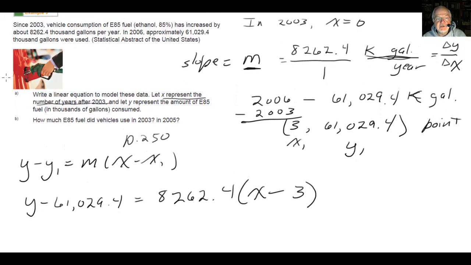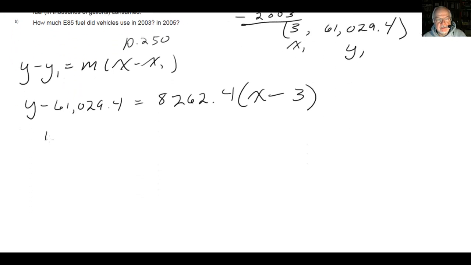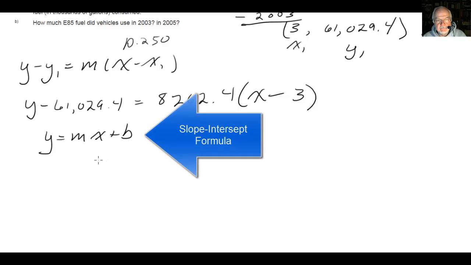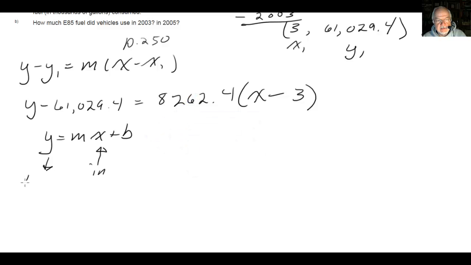Alright, I have an equation, so technically I did this, but I want to be able to estimate how much gas was given in a certain year. So that means I want to have it looking something like this: y equals mx plus b, where I plug a year in, and what do I get? I get the thousands of gallons out, right? And I'll get this by rearranging.